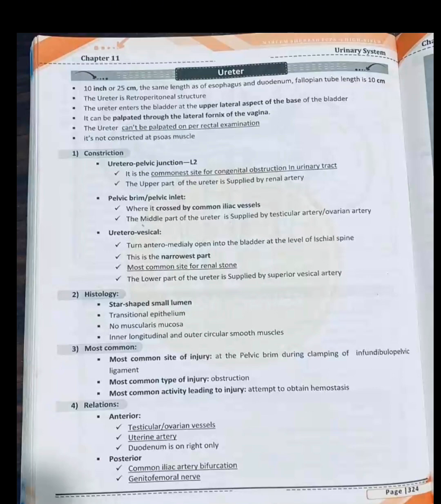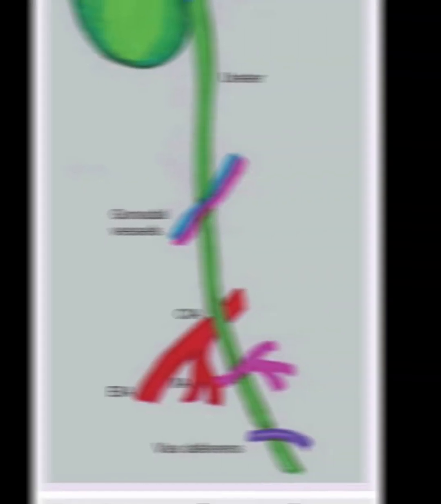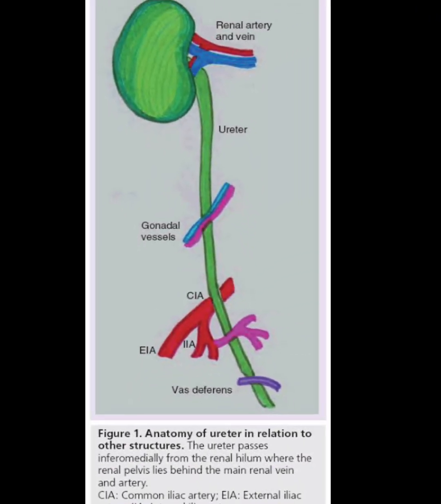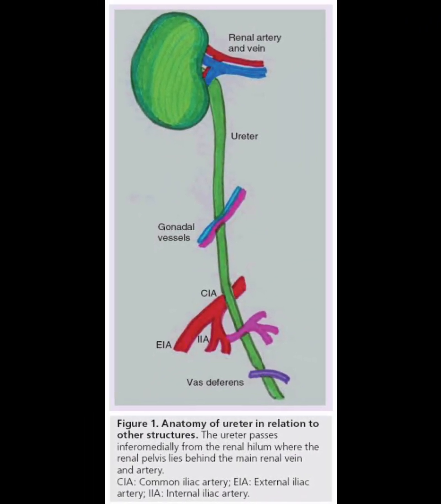The ureter is not constricted at the psoas muscle. In the whole length and the whole passage of the ureter, it is not constricted at the psoas muscle. It's a landmark, but not a constriction site. The psoas has no role in the constriction of the ureter. This is a question from FCPS Part 1 surgery.